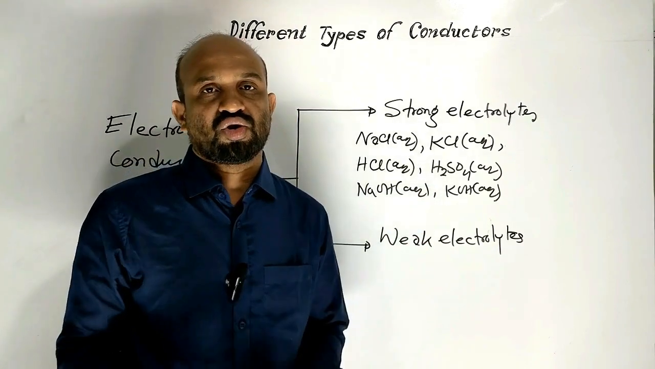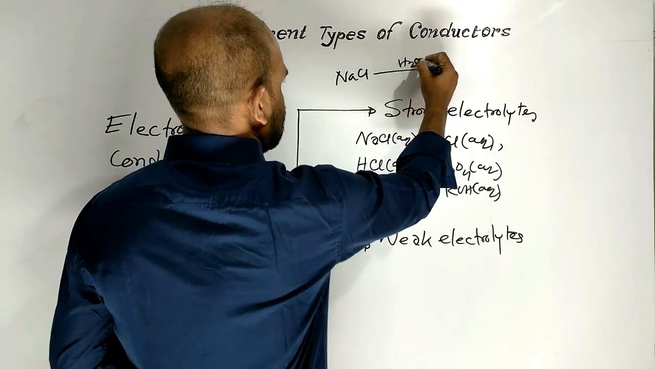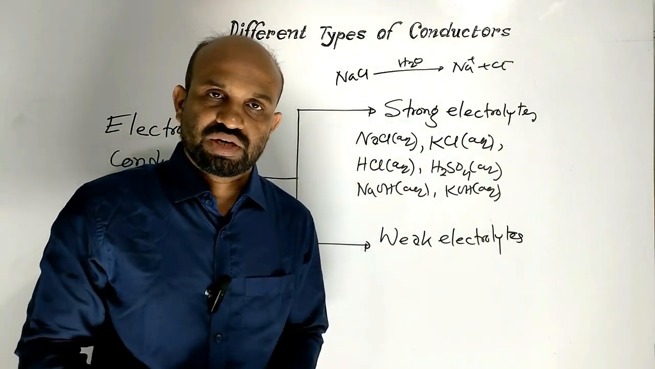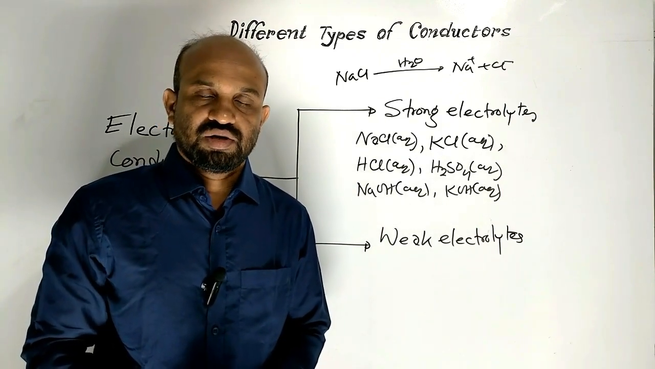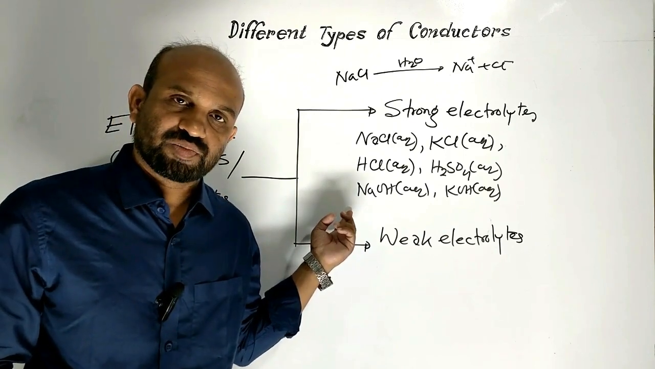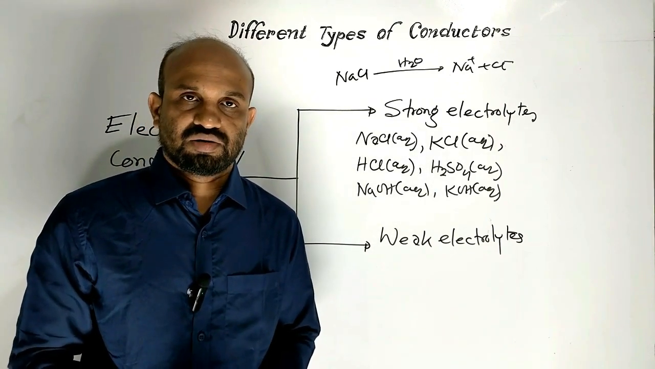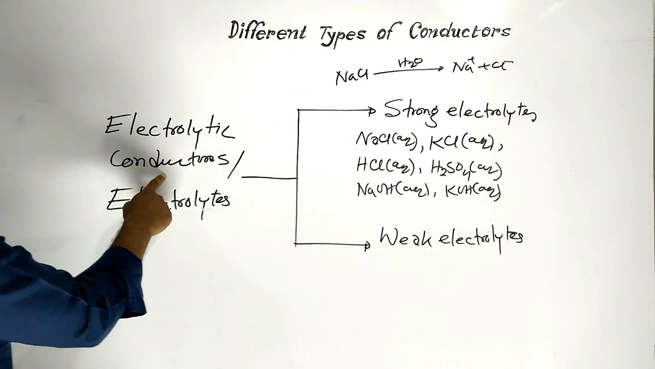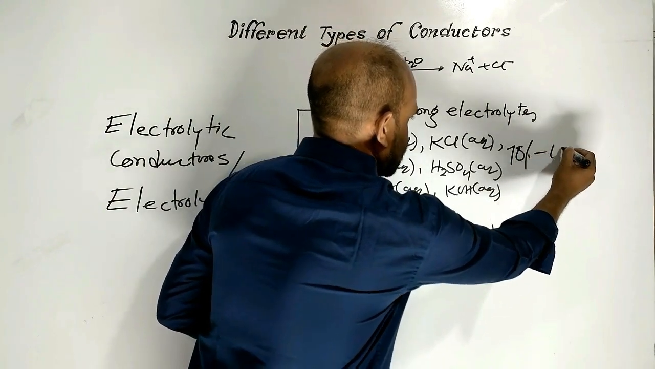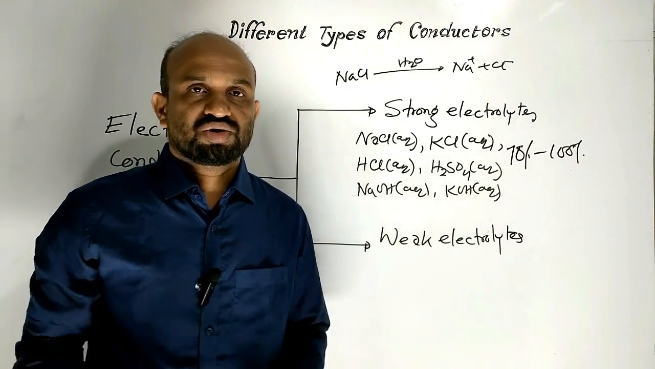These compounds are known as strong electrolytes because these compounds, suppose sodium chloride in water, ionize 100%. For these compounds, 100% ionization occurs to form positive and negative ions. Strong electrolytes conduct electricity with the help of positive and negative ions, and these conductors ionize 100% to form huge amounts of positive and negative ions. That is why these conductors are known as strong electrolytes or strong electrolytic conductors based on ionization. These compounds ionize 70 to 100%. Based on this matter, these conductors are known as strong electrolytes or strong electrolytic conductors.